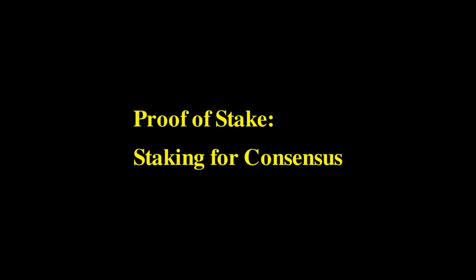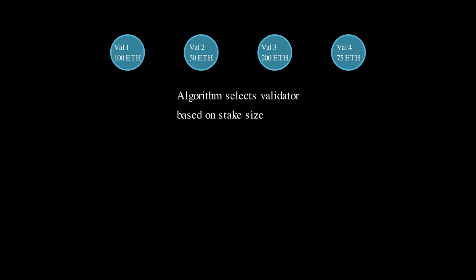Now, proof of work burns enormous amounts of energy, so brilliant minds came up with proof of stake. This is what Ethereum switched to in 2022, and it's a completely different approach. Instead of miners burning electricity, you've got validators who put up their own money as collateral. Look at these four validators. They have staked 100, 50, 200, and 75 ETH respectively. This isn't play money, this is real cryptocurrency they could lose. The algorithm selects a validator to propose the next block, and it's not random, it is weighted by stake size.